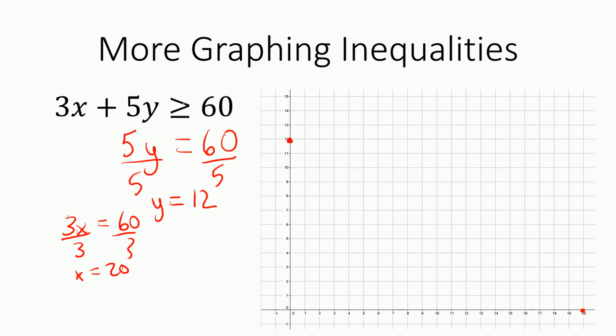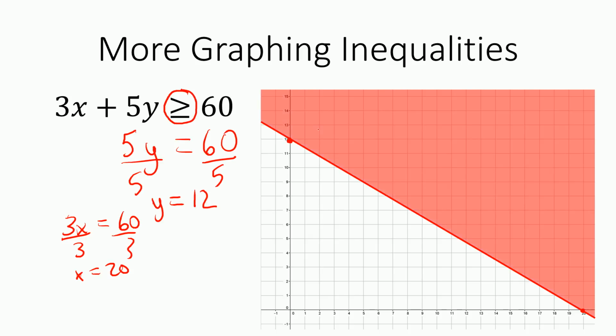And now I go back to my inequality and I look at this symbol right here. And I notice first that it's an equal to, meaning my line is going to be solid, so I can draw my solid line in. And then I notice it's also greater than, which means I'm going to shade above this line. And so this is the complete graph of this inequality, because it's got a solid line representing the equal to, and a shaded area above representing the greater than.